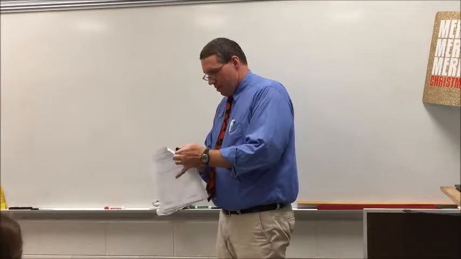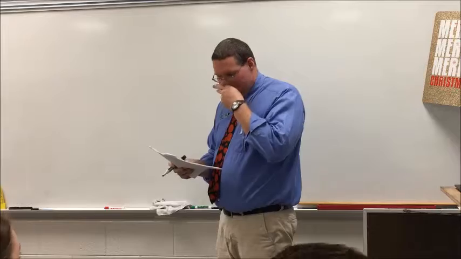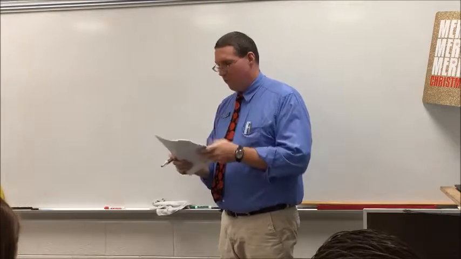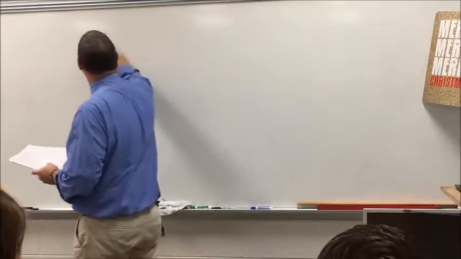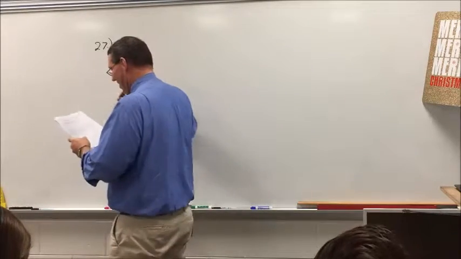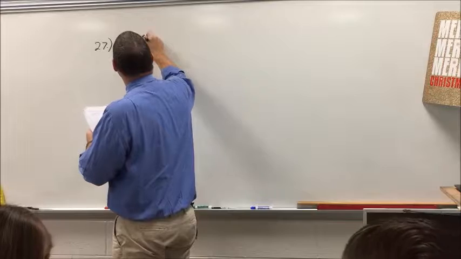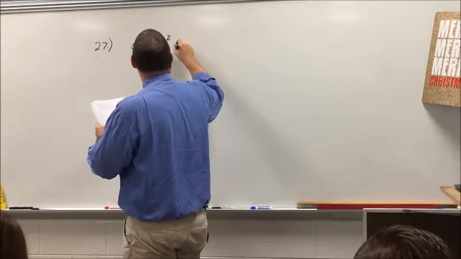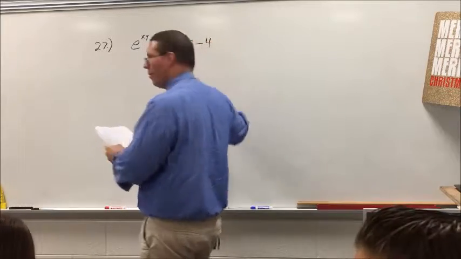Okay. All right, so let's go back now. Let's do 27, and then we'll do 24. Wait, we're doing 27. It says we have e to the xy power minus y squared equals e minus 4.